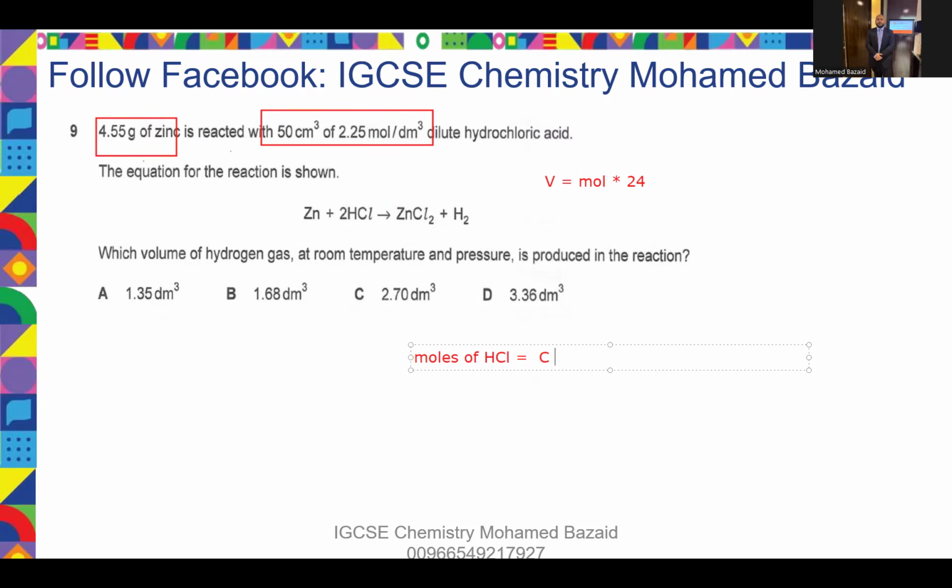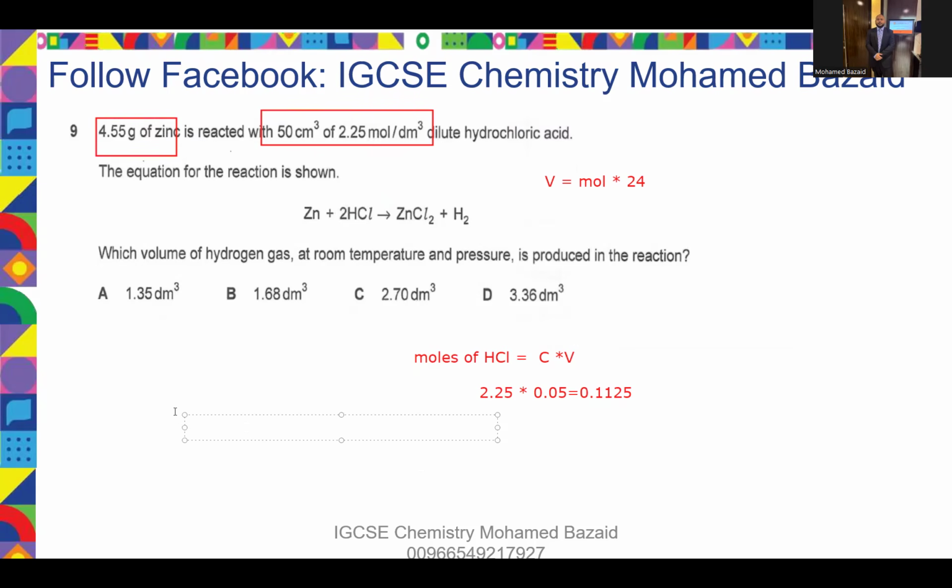So I will say concentration multiply volume. As you see, concentration is 2.25 multiply the volume. What is the volume? As you see, the volume is 50. You have to convert 50 into cubic decimeter. How? Divide by 1000, it will be 0.05. When multiply 0.05 with 2.25, it will be 0.1125. So this is moles of HCl.